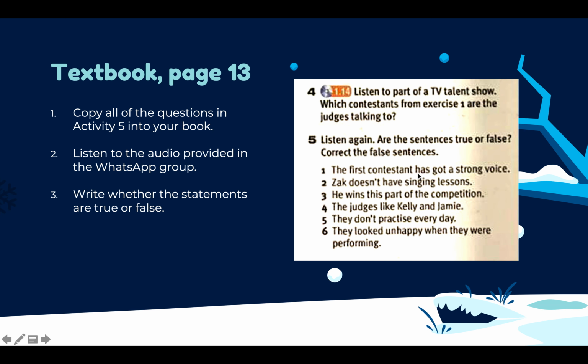So for example, the first contestant has got a strong voice. Katakanlah, let's say that this sentence is wrong. It's false. So what you'll have to do is write false and then correct it. The first contestant does not have a strong voice. Okay, kamu tulis macam tu. So provide the correct sentence for the wrong ones.